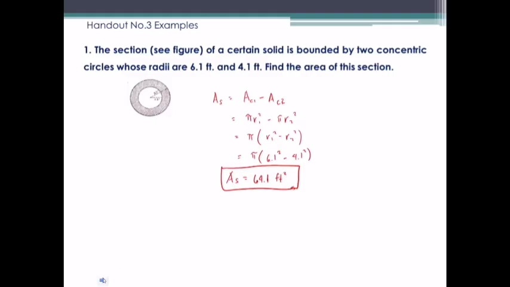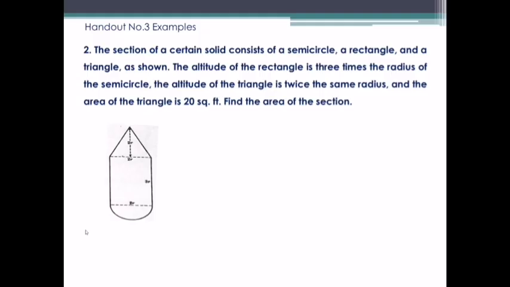Okay, next problem. The section of a certain solid consists of a semicircle, a rectangle, and a triangle as shown. It is shown in the shape of a pencil. The altitude of the rectangle is 3 times the radius of the semicircle. The altitude of the triangle is twice the same radius, and the area of the triangle is 20 square feet. Find the area of the section. So we are to find the total area of this whole section.